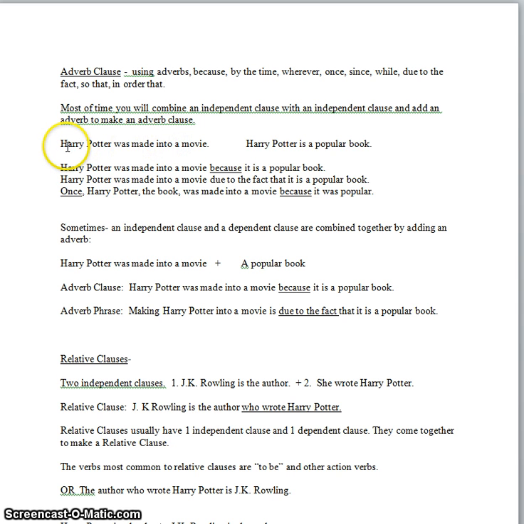Here are two independent clauses. Harry Potter was made into a movie. Harry Potter is a popular book. I can combine these two clauses to make an adverb clause. Here's my example. Harry Potter was made into a movie because it is a popular book. Or, Harry Potter was made into a movie due to the fact that it is a popular book.